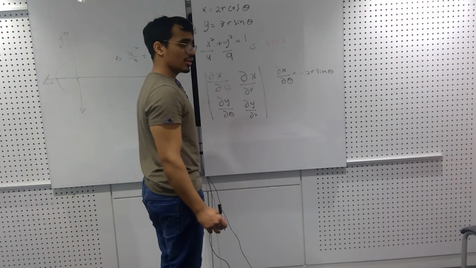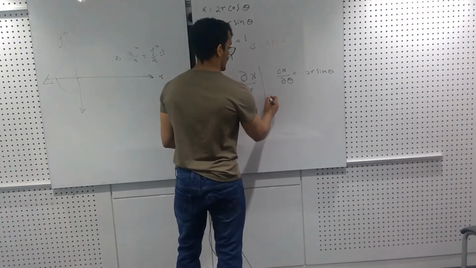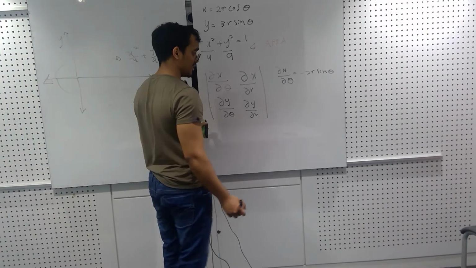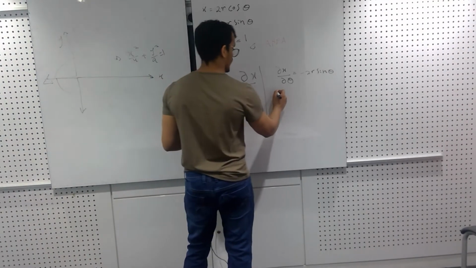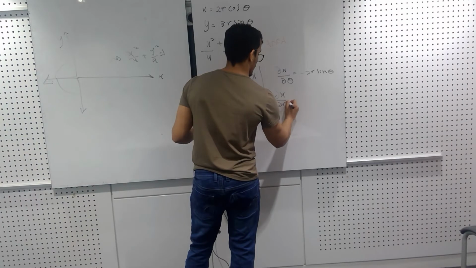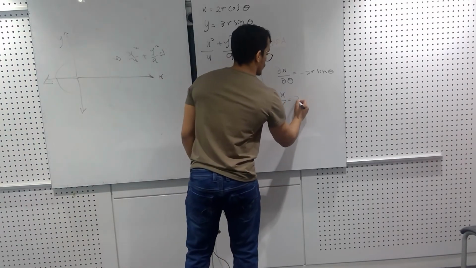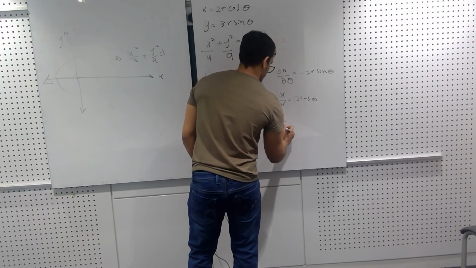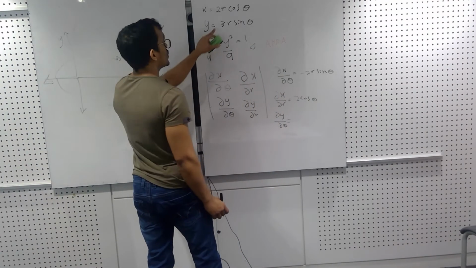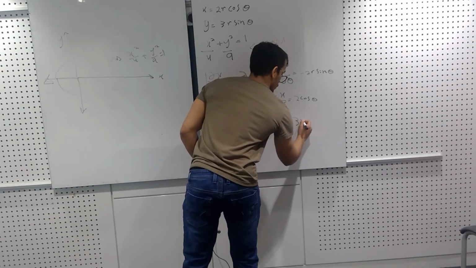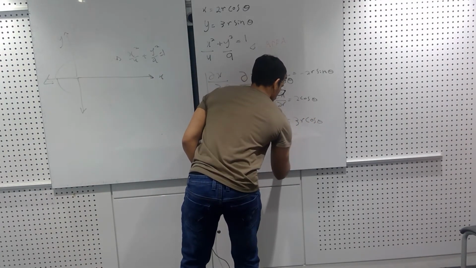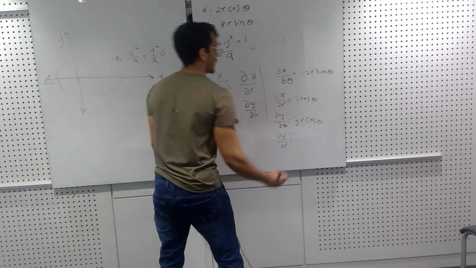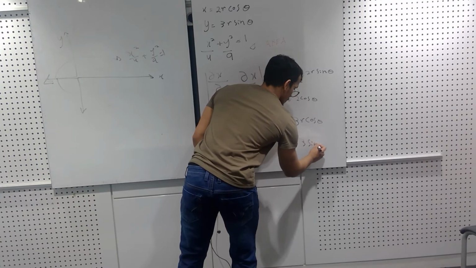This goes for all of them, and after simplification we'll find the answer should be similar to the given answer. So I'm going to do it quickly. The partial derivative of x with respect to r will be 2 cosine of theta. The partial derivative of y with respect to theta, which is also a good exercise in partial derivatives, is 3r cosine of theta. Then the partial derivative of y with respect to r will be equal to 3 sine of theta.